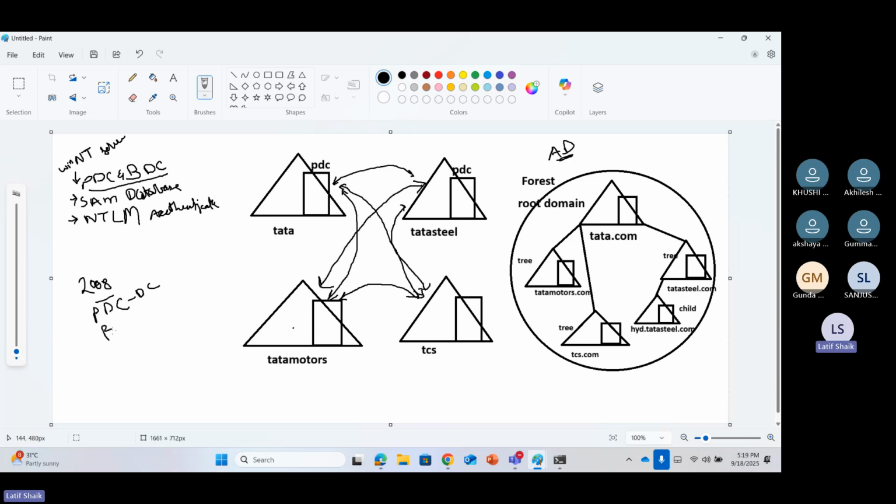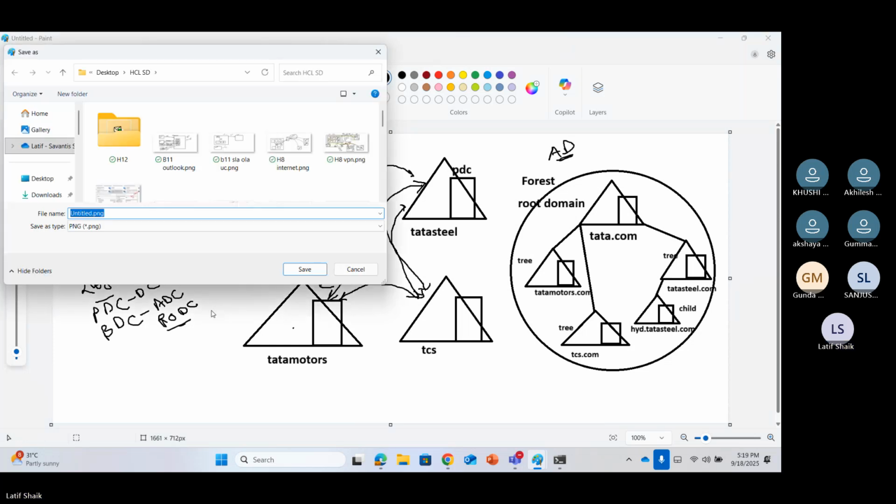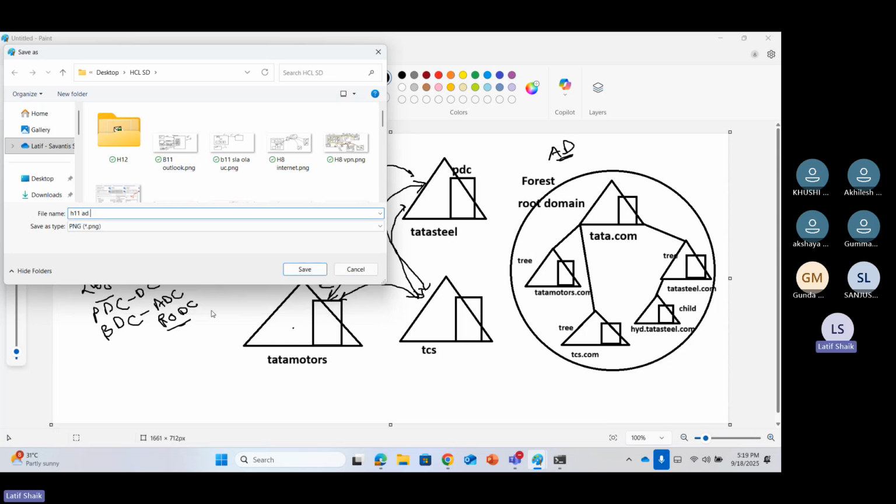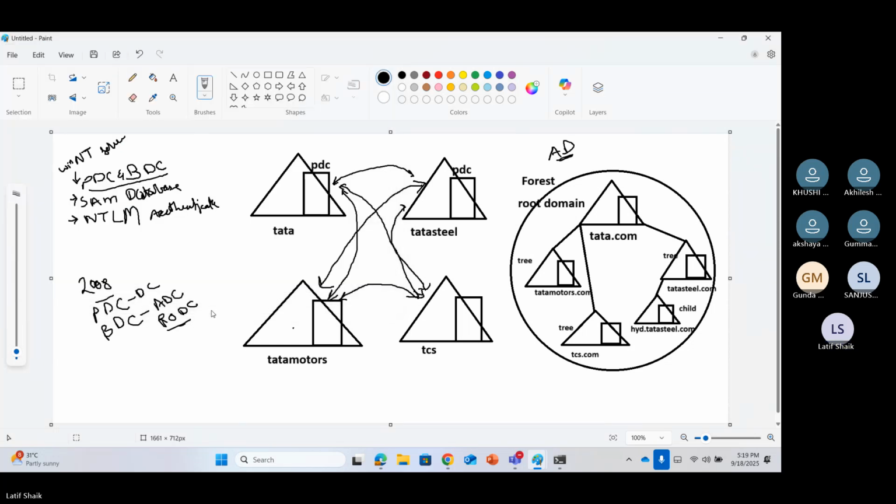And there is a BDC, backup domain controller, changed to additional domain controller. Additionally, one more domain controller is introduced called RODC, read-only domain controller. Okay. So this is about your Active Directory.